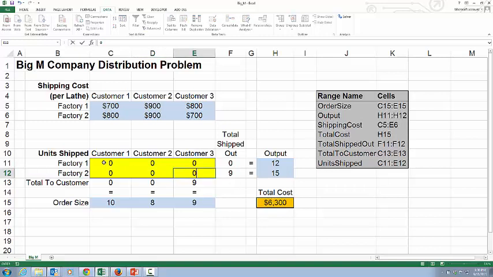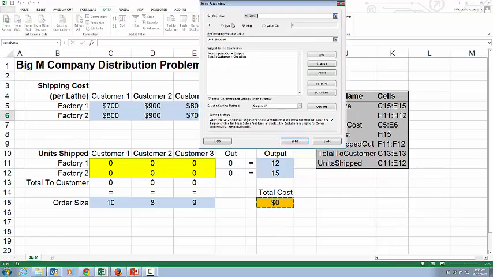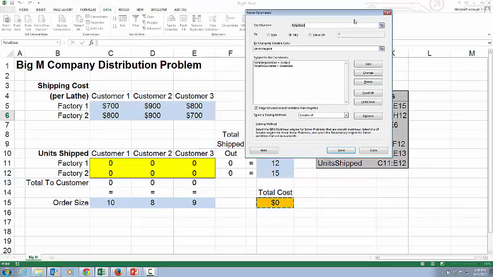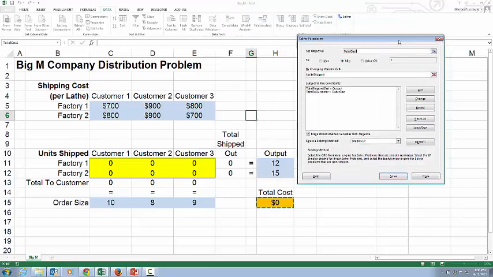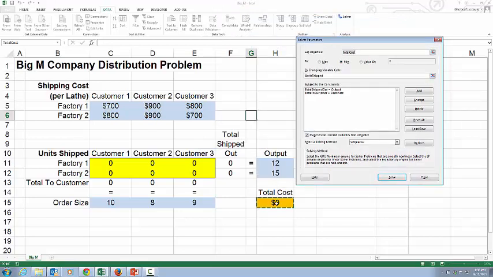and so we didn't have a solution yet. Well, then this is how we would run Solver. We would just simply bring up Solver. We would indicate total cost as the objective. We're going to change the range called units shipped, which are the values in yellow.